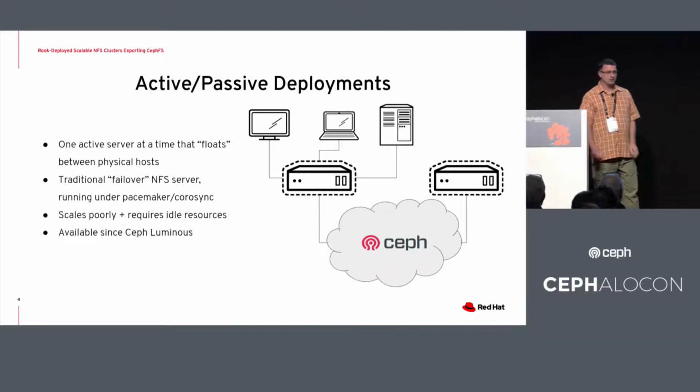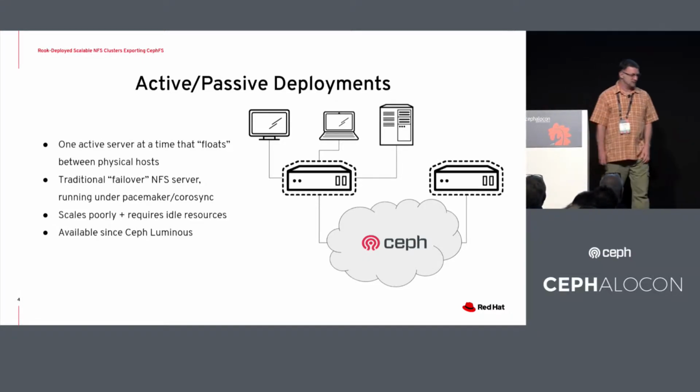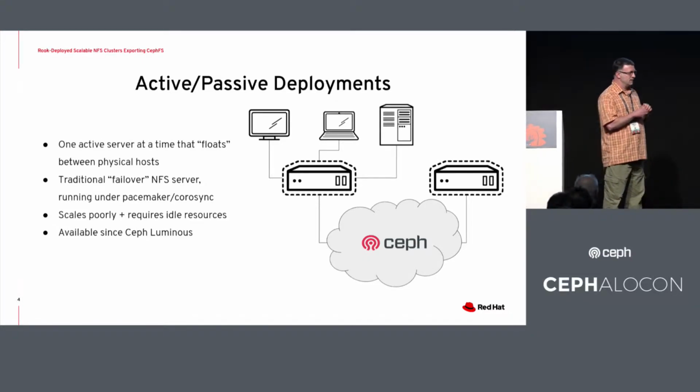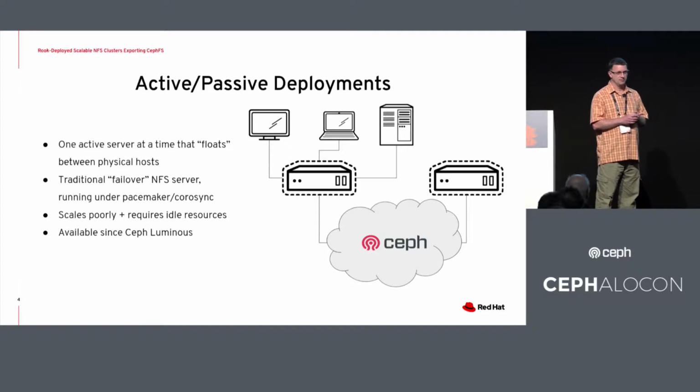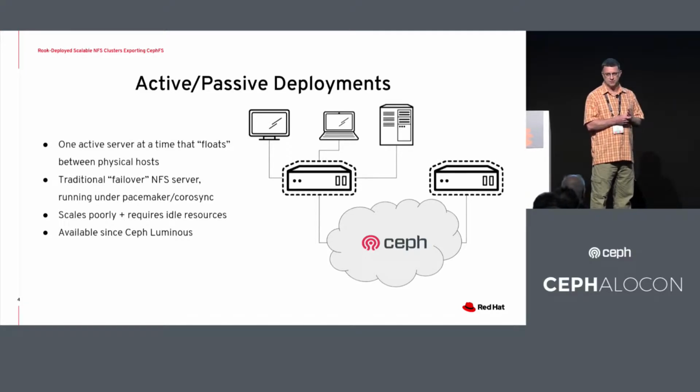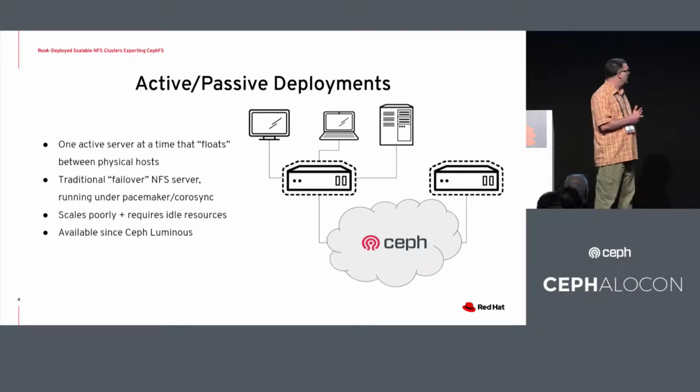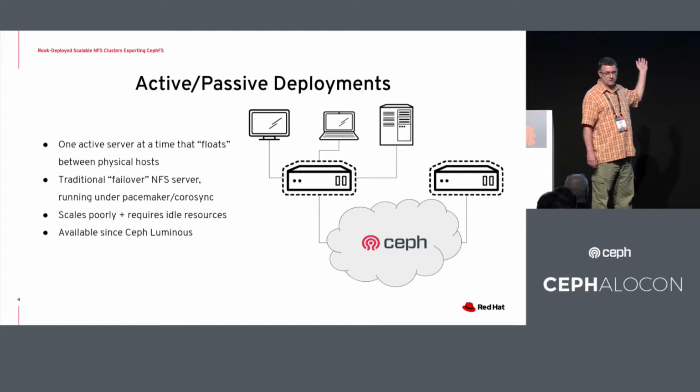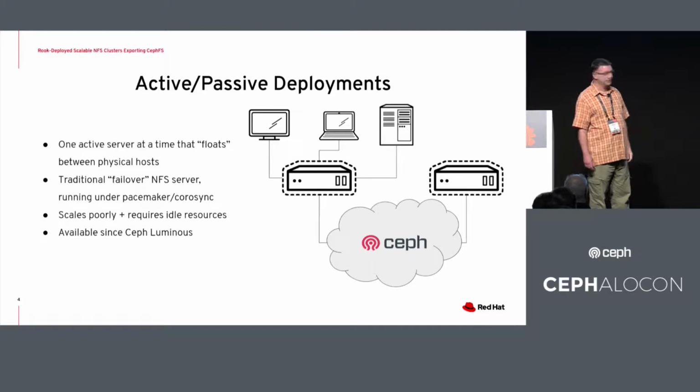Those tend to scale pretty poorly. One of the problems is that at some point you're going to hit all you can do with a single server, and at that point you hit a wall in performance. So we've had this for quite some time now, and we've had a way to do this since Ceph Luminous as well, in an active-passive configuration.